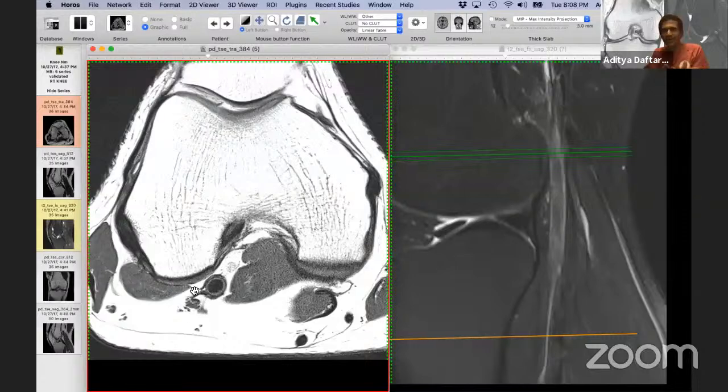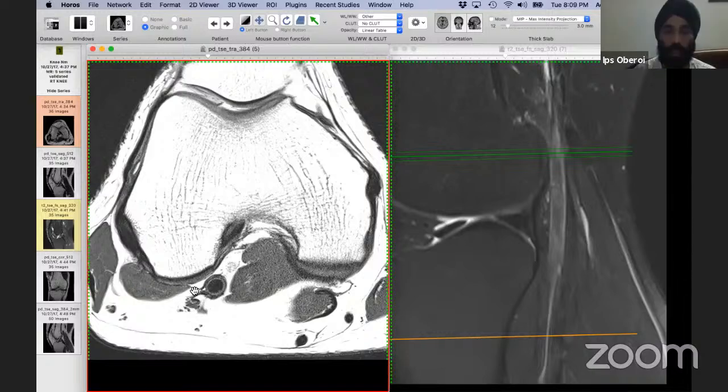So having old scans is helpful, and knowing what kind of surgery was done is very helpful in making those decisions. And then otherwise flaps and things like that are obviously good things. Yeah. Tirath is asking, is there a role of a 3D MRI?